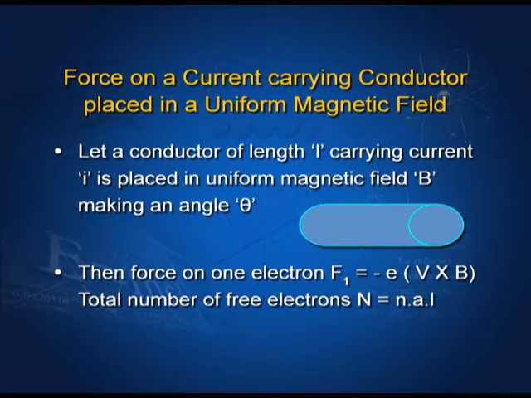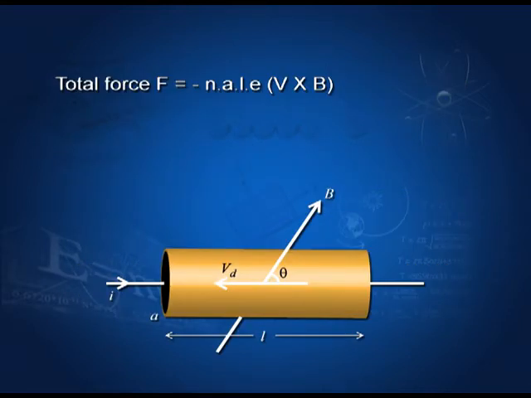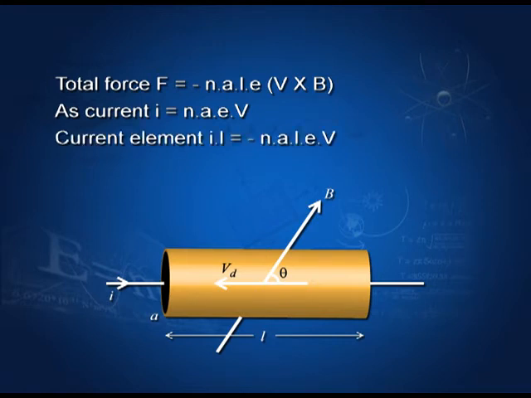As the total number of free electrons in the conductor, capital N, is equal to small n, the number density of the free electrons, into the volume of the conductor A into L, that means capital N is equal to n into A into L, we get the total force F equals to minus n A L e into v cross B. As we know, current I equals to A n e into the velocity of the charge. So, the current element I L is equal to minus n A L e into velocity.